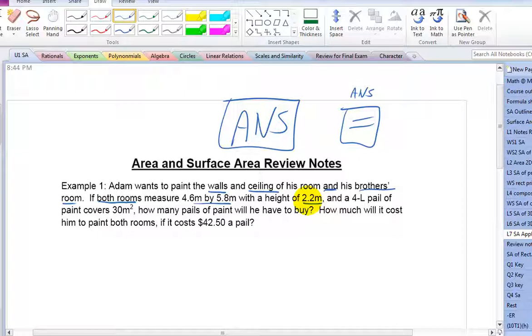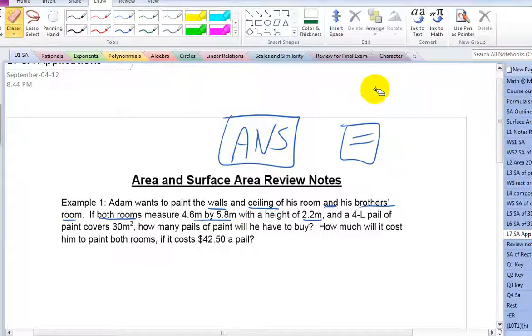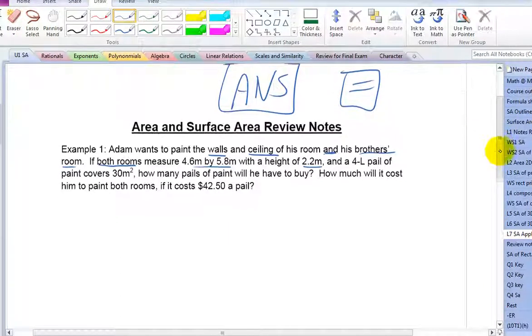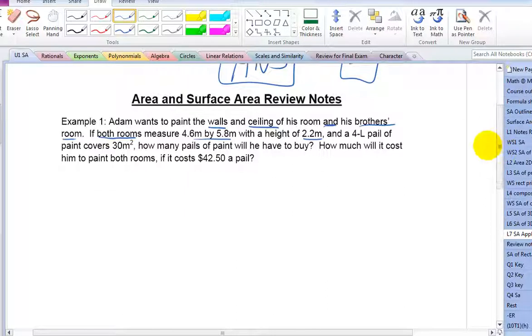Okay. So what do you think we're going to have to do if we're talking about paint? We're going to have to figure out the surface area of his rooms. So let's draw a quick little diagram here. Draw kind of a rectangle. Draw a rectangle kind of going backwards at a slant.